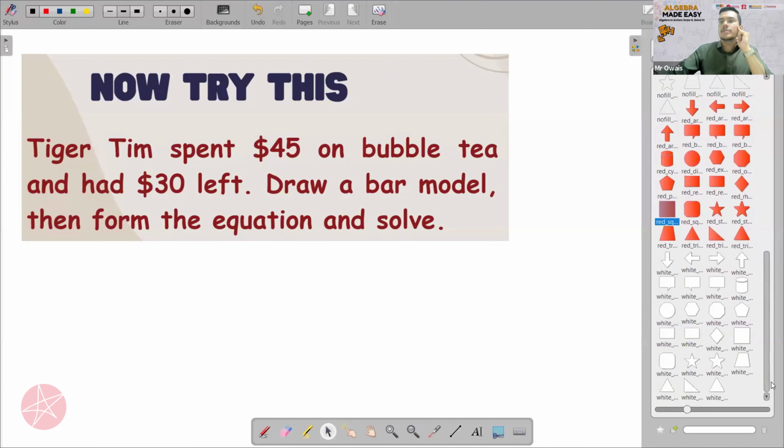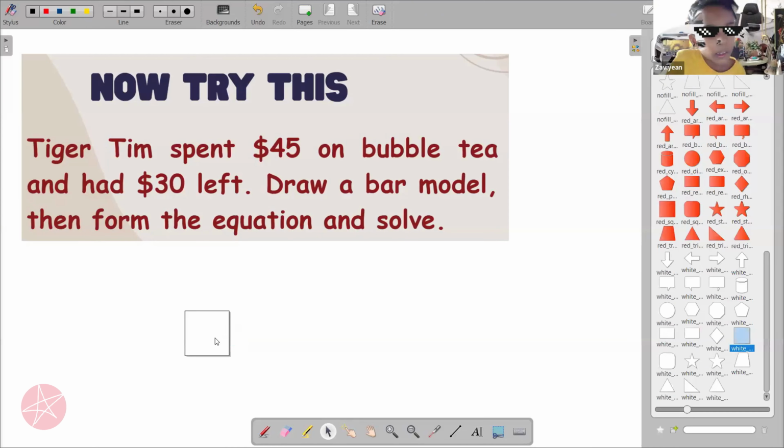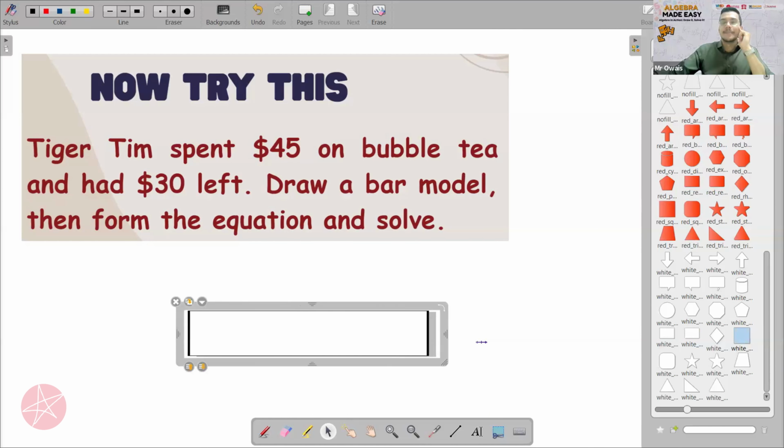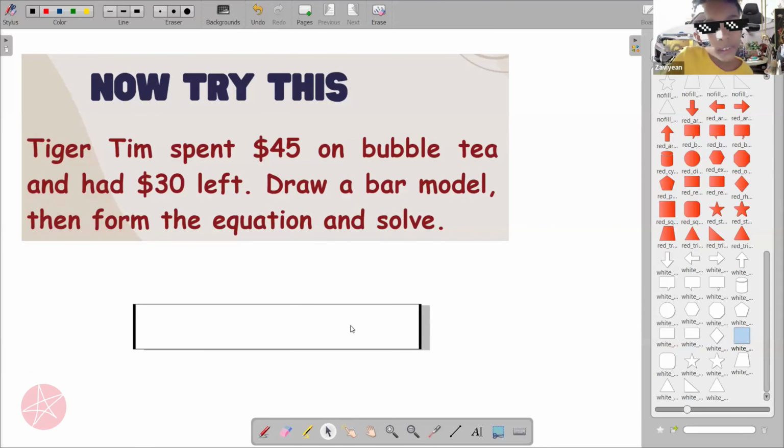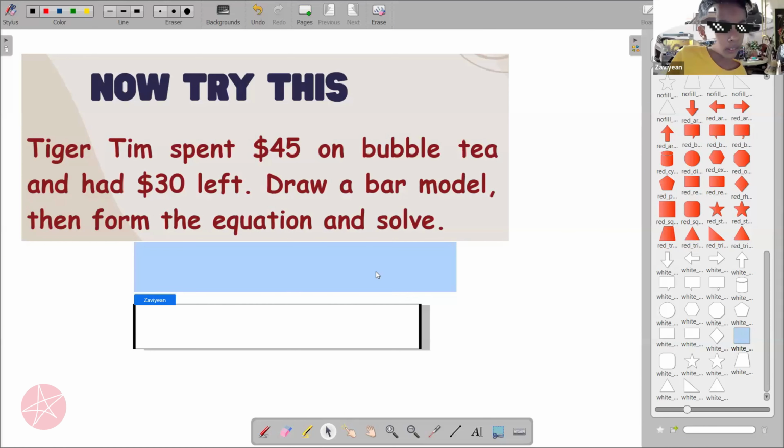So let me choose this one. Like a rectangle. I'm making this into a rectangle here. So this bar now represents what? That's important to identify. $45? No, $45 is going to be the one inside the bar. So the first one that we draw is going to be the total amount, right? 45 plus 30. Actually, yes, it's going to be plus 30.